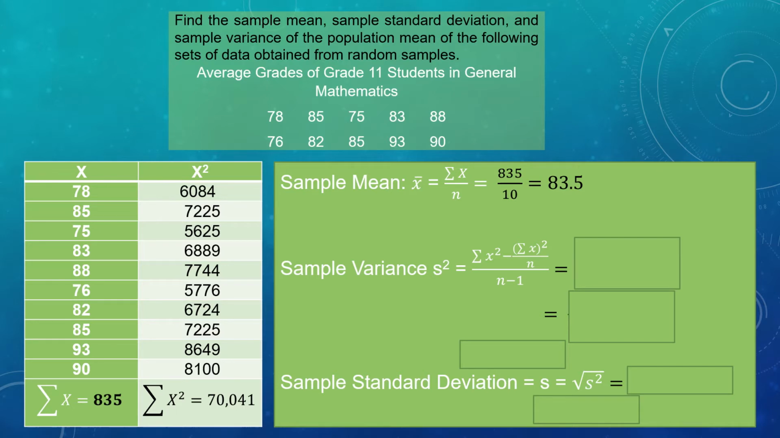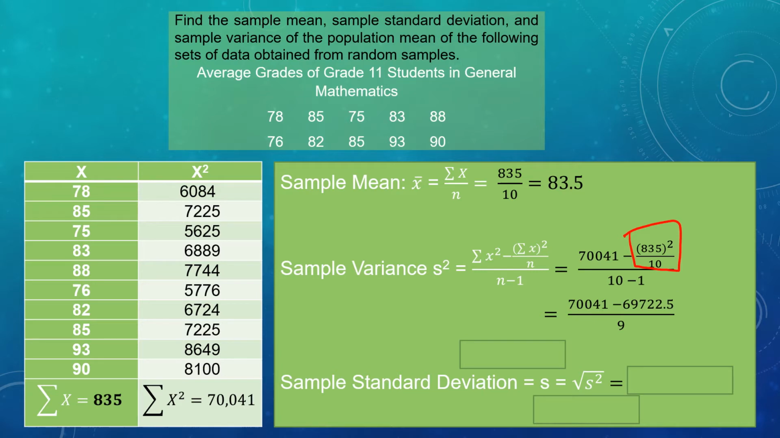Okay, let's go back to the computation for the sample variance. Let us substitute. We're going to have 70,041 minus 835 squared over 10, all over 10 minus 1. You're going to start by simplifying 835 squared over 10. You multiply 835 by itself, so 835 times 835, then divide by 10. It will be 69,722.5. Bring down 70,041 minus the result for 835 squared over 10, which is 69,722.5, all over 10 minus 1, which is equal to 9.